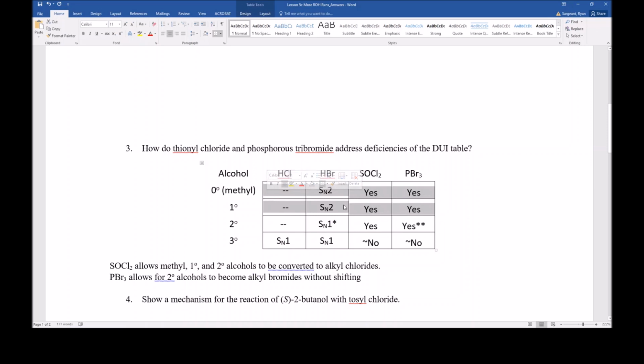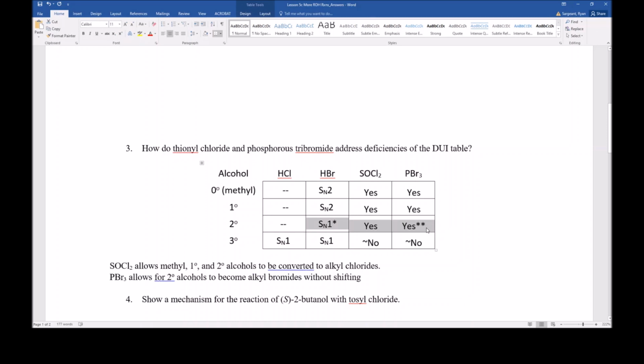For these two rows of the periodic table, it does not matter if you use HBr or PBr3. For this row of the DUI table, it does matter, because secondary alcohols have a tendency to shift. If you want a shift to occur, then use HBr. If you want to avoid that shift, then use PBr3.